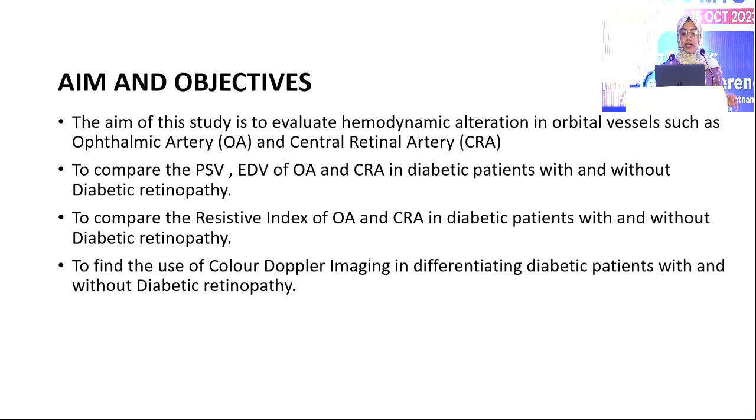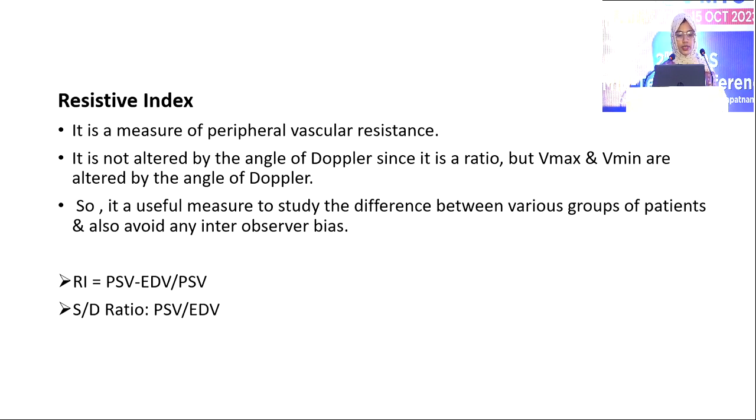The aim is to evaluate the hemodynamic alteration in orbital vessels such as the ophthalmic artery and central retinal artery, and to compare the peak systolic velocity, end diastolic velocity and resistive index of the ophthalmic artery and central retinal artery, and the color Doppler imaging in differentiating diabetic patients with and without diabetic retinopathy.